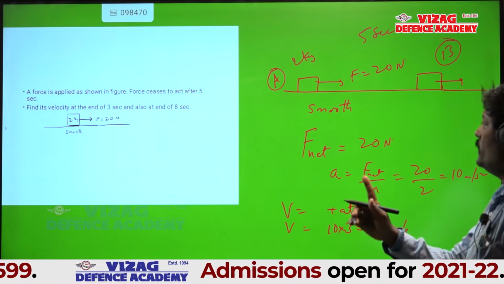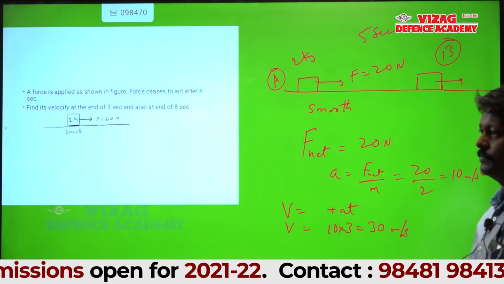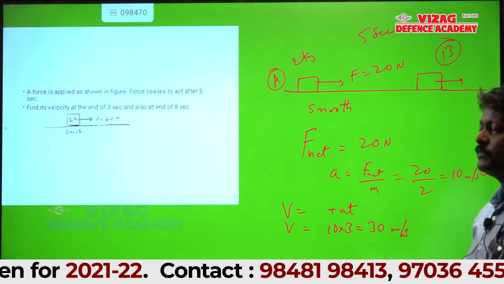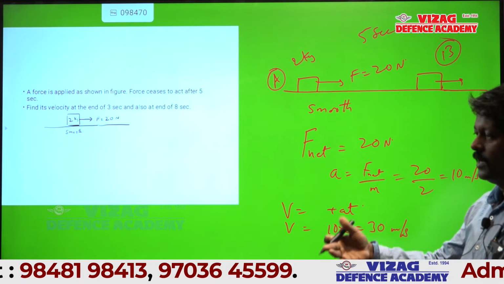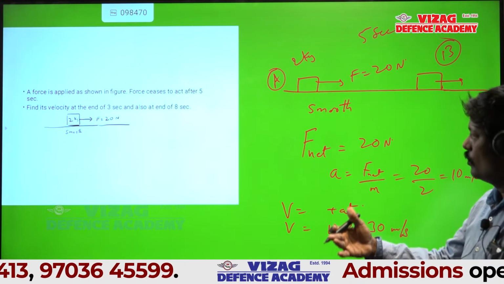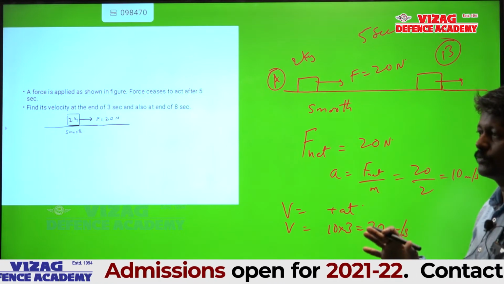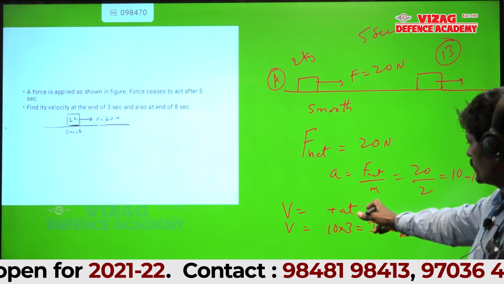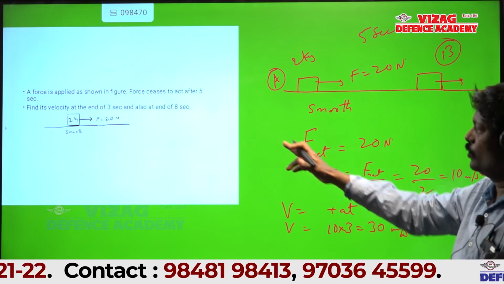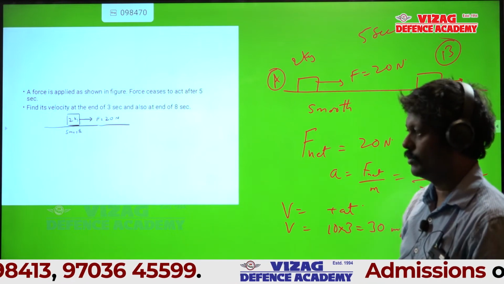The body is accelerating up to 5 seconds. That means the velocity of the body keeps on increasing up to 5 seconds. After 5 seconds, whatever velocity it gained, with the same velocity it would continue. So v equals u plus at. If I don't mention anything, it means the body is starting from rest, no doubt.